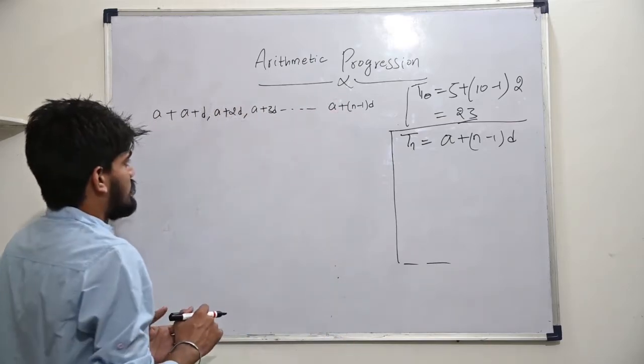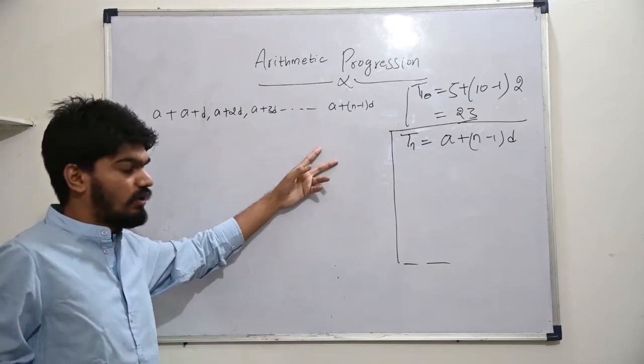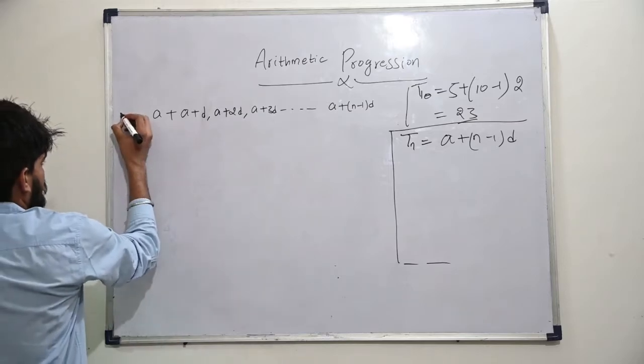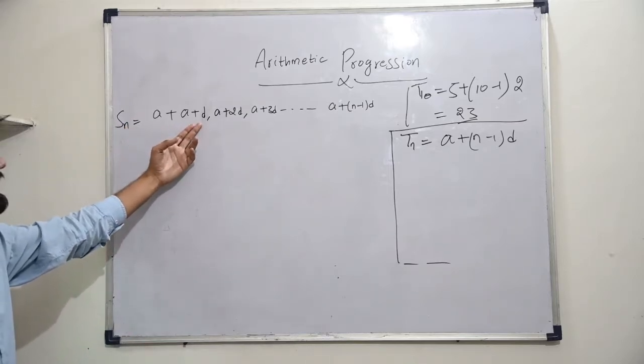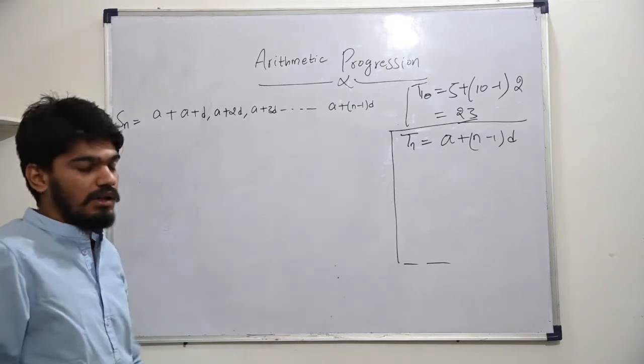Alright. So let's say this is the general term which is given. We'll derive the formula, how it comes. So let's call it Sn, where A is the first term, then this is the second term, this is the third term, fourth term. The same way, this is the nth term.